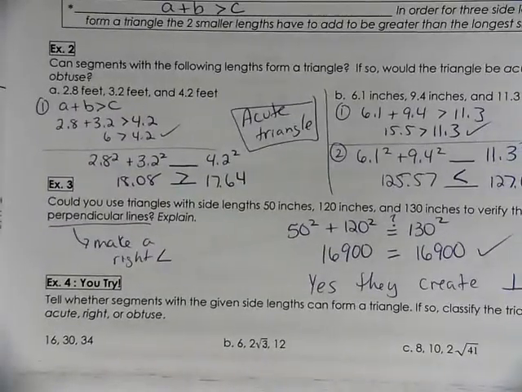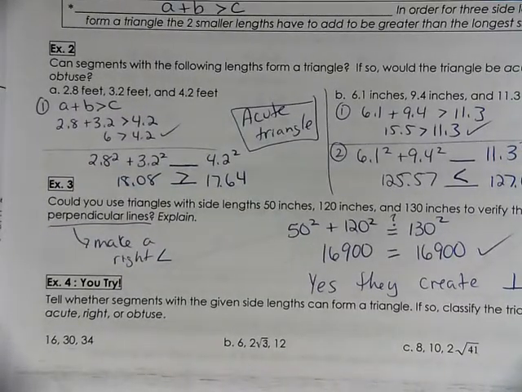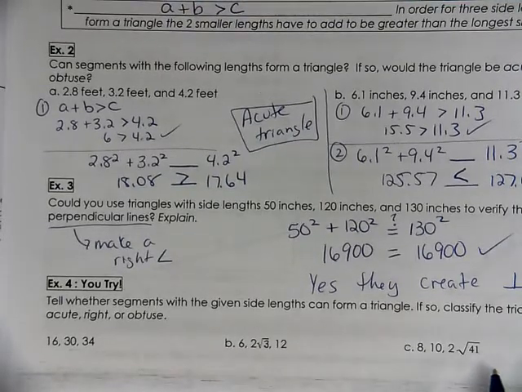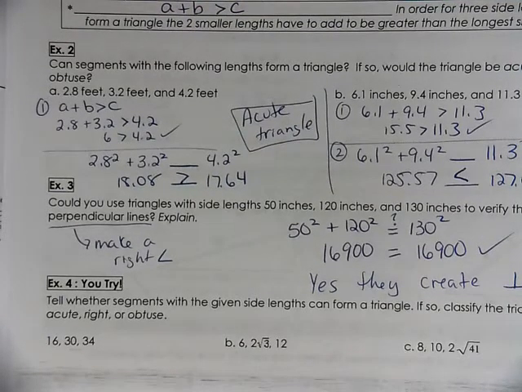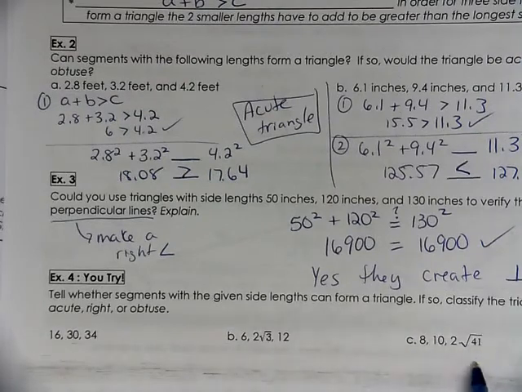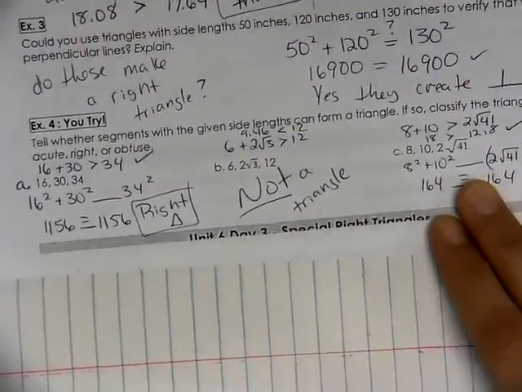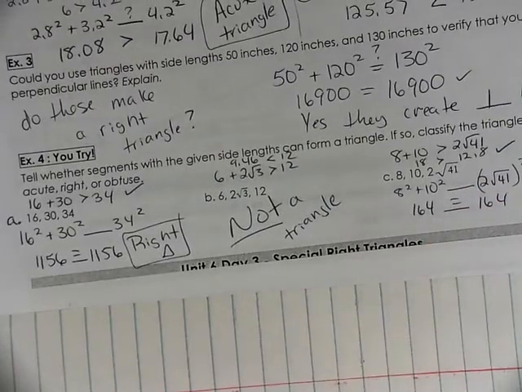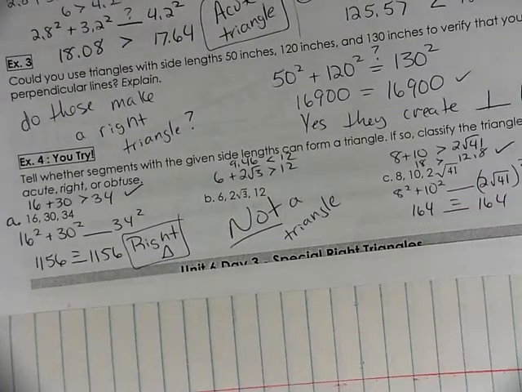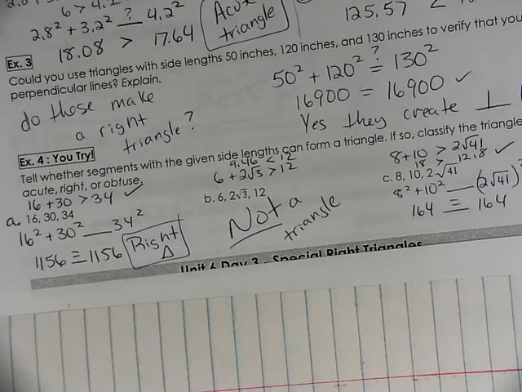It's just like example 2. First, check, do they make a triangle? Because I can tell you right now, one of them is not a triangle. Then, tell me if you think they're acute, obtuse, or right. Okay, here's what you should get. A was a right triangle. 16 plus 30 is greater than 34. So you do the Pythagorean Theorem, you get a right triangle.